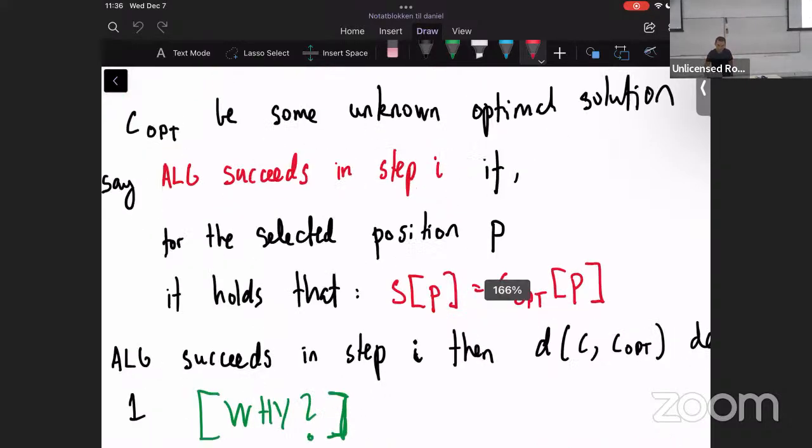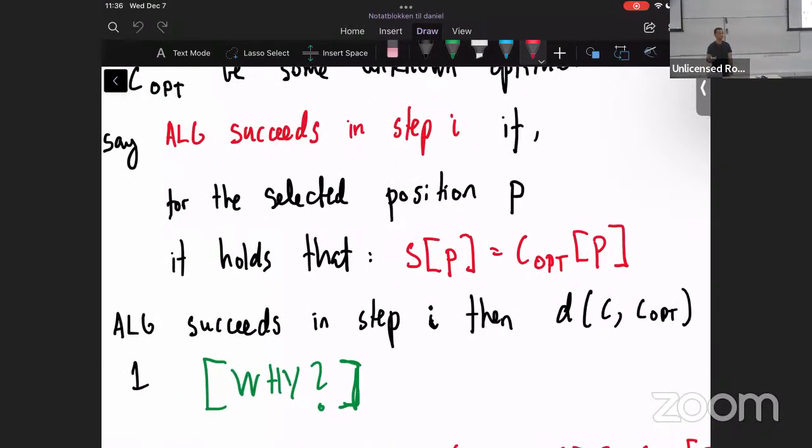If for the selected position P where we flip, S of P is actually equal to C opt of P. Remember that S is the string that is far from our current C, and so we're flipping C of P to S of P. So if S of P is equal to C opt of P, then after this step, C of P will be equal to C opt of P, while it wasn't before the flip.